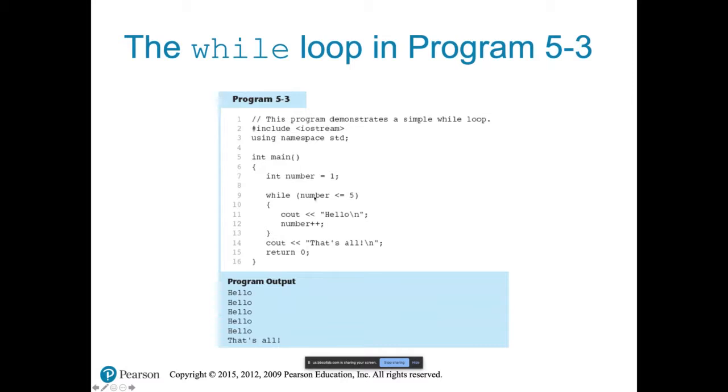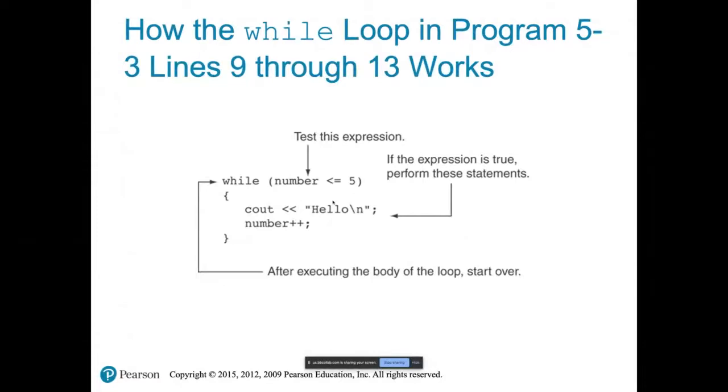For example, right here, while num is less than or equal to 5, cout hello. It increments num. So each time this is incremented, we go 1, 2, 3, 4, 5. Then it goes to 6. 6 is less than or equal to 5? It fails. It exits this loop and goes out. This is what we call a test expression, and if it's true, it will keep executing this loop. Eventually, num less than or equal to 5 becomes false, and it exits.